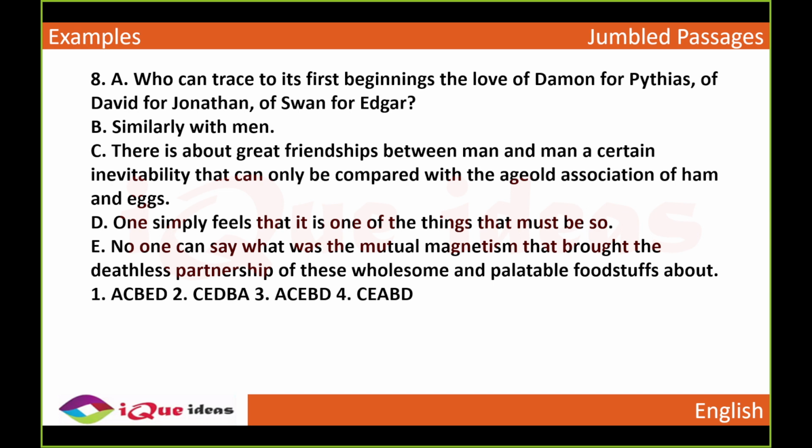Okay. So either it starts with A or it starts with C. A: who can trace to its first beginnings the love of Damon for Pythias, of David for Jonathan, of Swan for Edgar. So A is naming people, it looks like an example. And C says there is about great friendship between man and man a certain inevitability that can only be compared with the age old association of ham and eggs.